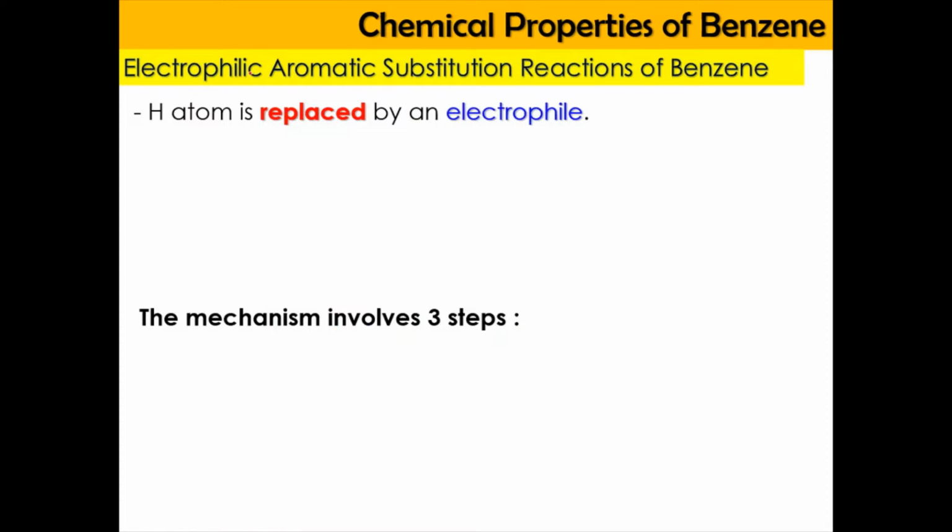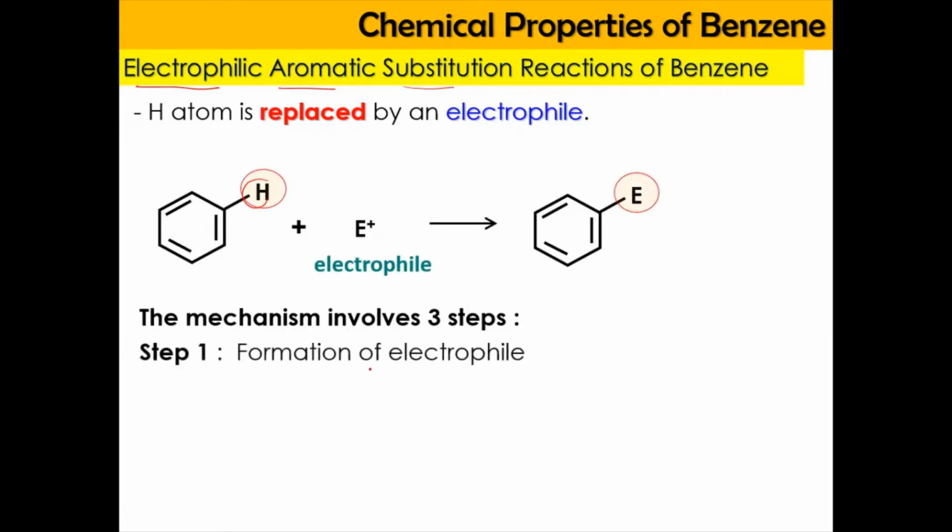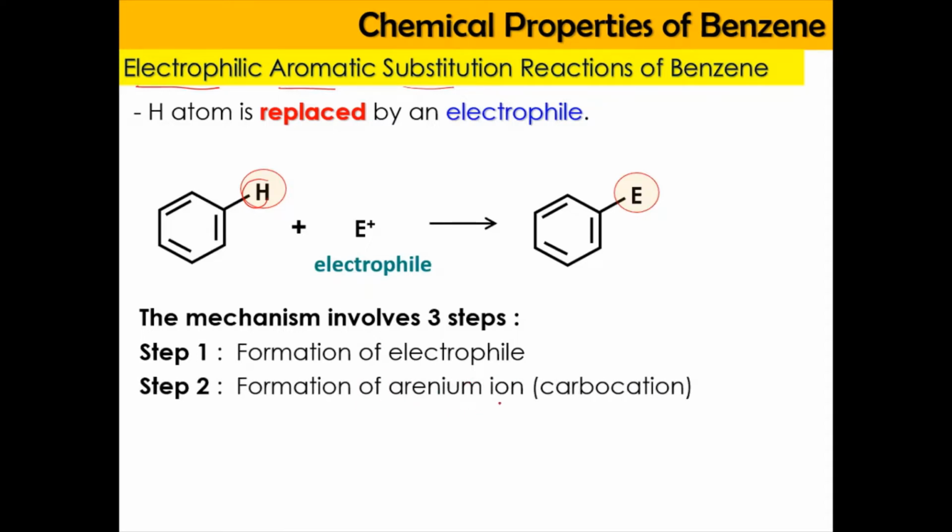As mentioned, for electrophilic aromatic substitution, the H atom of the benzene is going to be replaced by the electrophile. So the electrophile enters here, and this replacement, where the electrophile is inserted into the system, is known as electrophilic aromatic substitution. The mechanism involves 3 steps: first is the formation of the electrophile, second is the formation of the arenium ion or the carbocation, and step 3 is the deprotonation of the arenium ion.